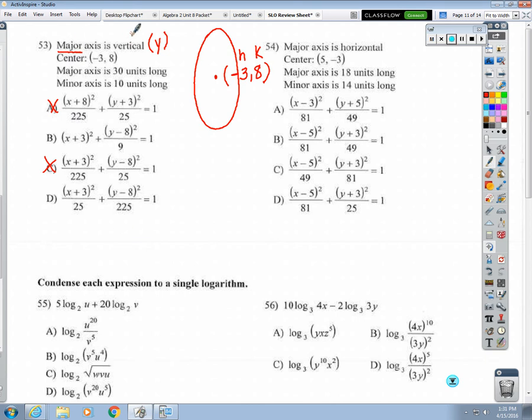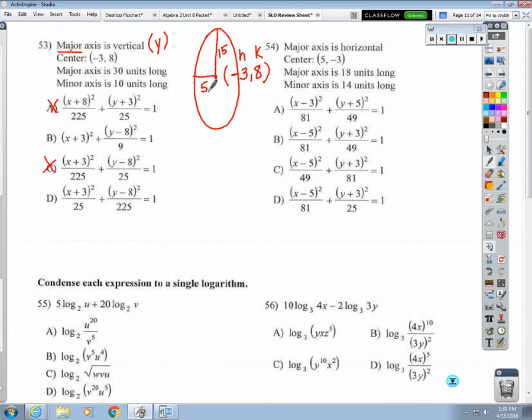Just by reading that the major axis is vertical. Okay, now, if the major axis, which we've already talked about, is y, is 30 units long. So this length is 30. What is the length from the center to the side? 15. If the minor axis is 10 units long, what is the length from the center to the side? 5. What do you do with those values when you put them in the equation?